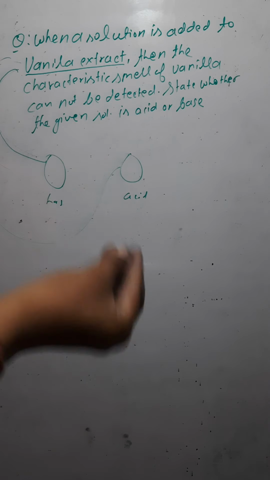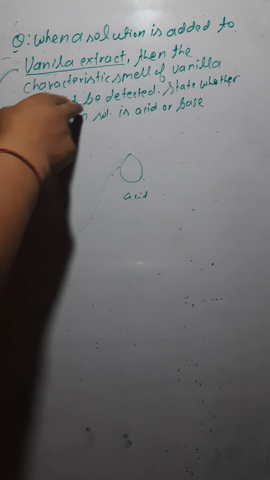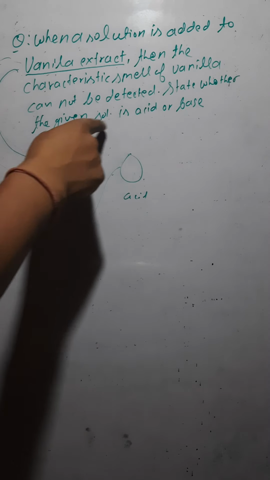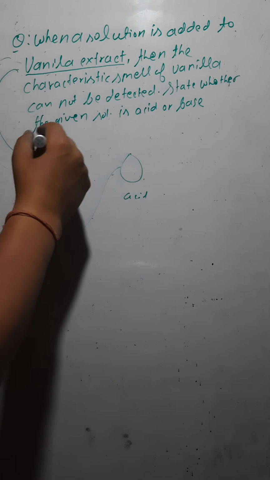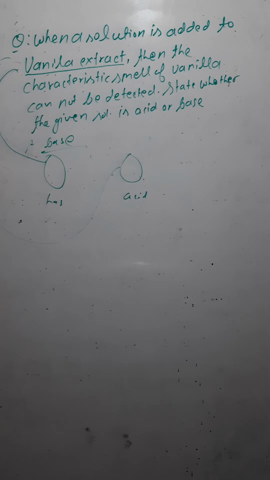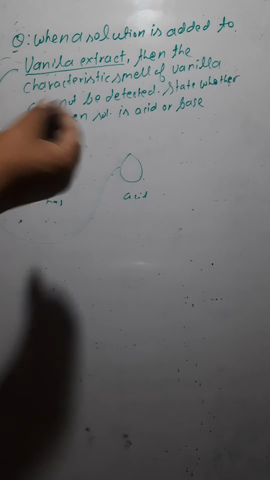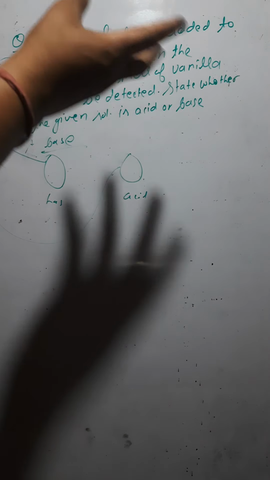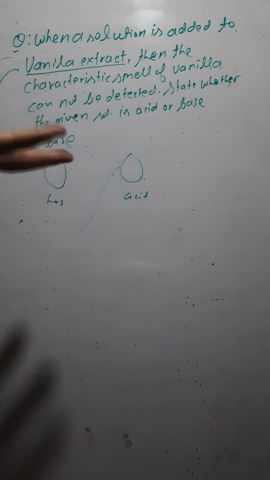Question is, when a solution is added to vanilla extract, the characteristic smell of the vanilla extract cannot be detected, means the vanilla extract loses its smell. So state whether the given solution is acid or base. Yes, answer is base. So the solution is base, because in case of the basic solution, vanilla extract loses its smell. Like in case of the onion, it also loses its smell when you are adding it to a basic solution, because these are the olfactory indicators. You are smelling it, isn't it?